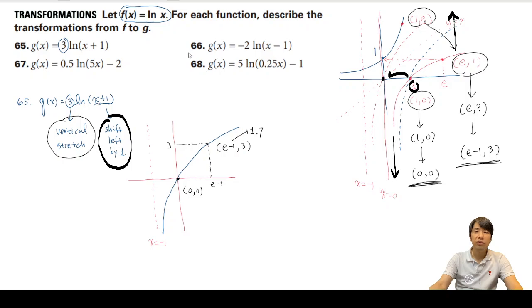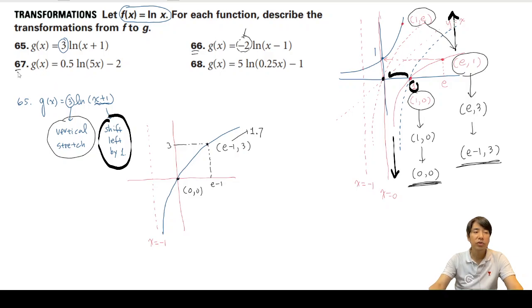Try to do the same thing for 66. Remember that when you multiply by a negative number, it represents two things. That's a vertical stretch by a factor of 2, and at the same time, you flip it over the x-axis. That represents reflection over the x-axis. So remember that when you're doing 66.